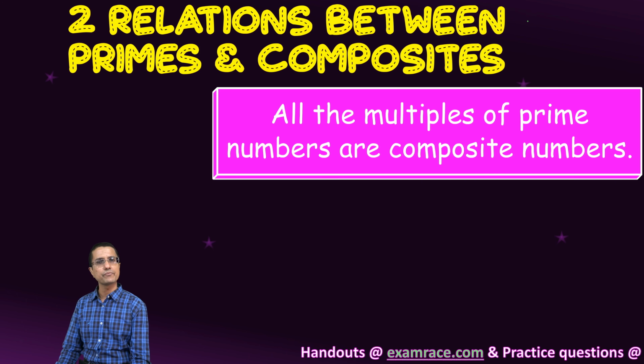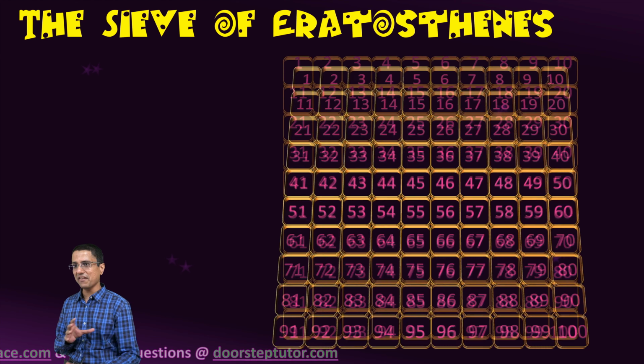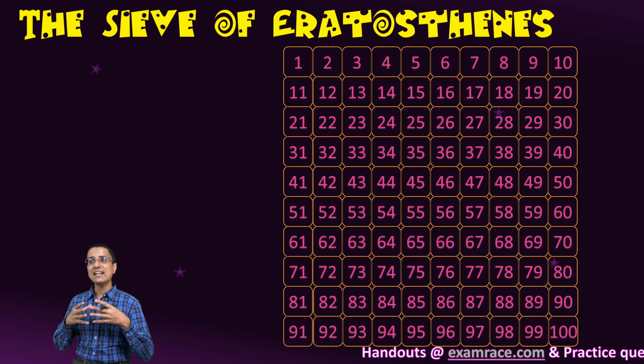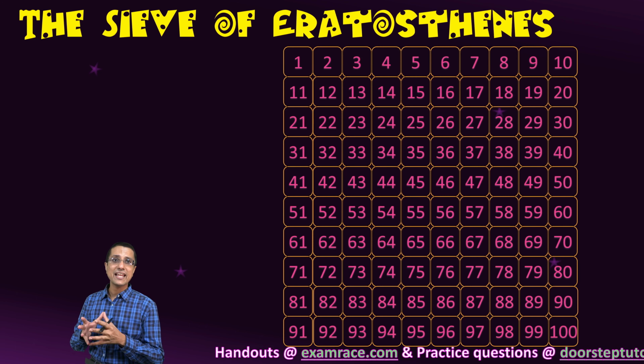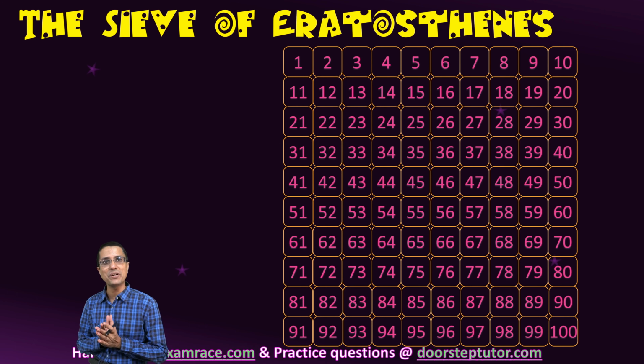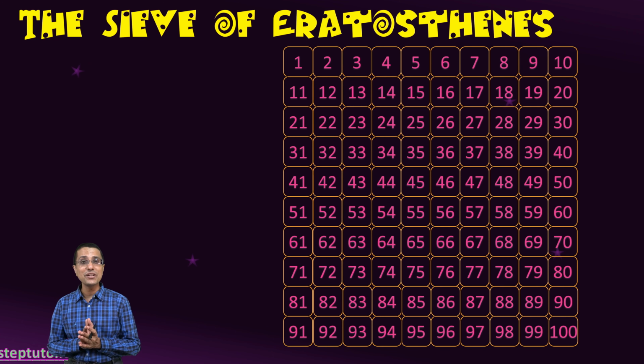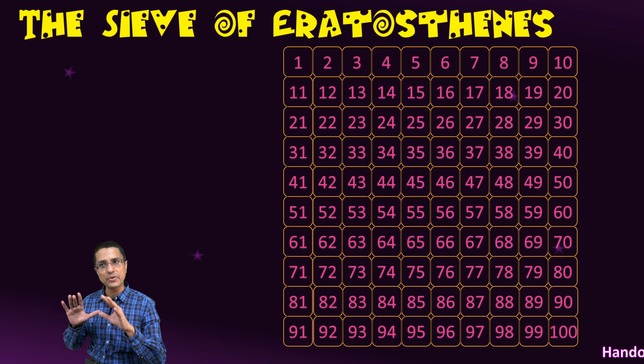Now, finding prime numbers is of course a very important task, and the first such effort in this direction was made by a Greek mathematician, Eratosthenes. Eratosthenes was not only a mathematician, he was a very intelligent scientist, and he was the first to find the circumference of the earth. He was also the first person to find the tilt of the earth. So he was an important contributor to several fields, and his sieve method was the first systematic way of finding prime numbers.